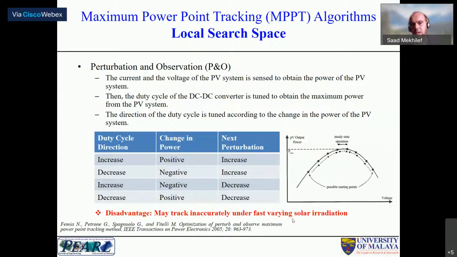This is one of the disadvantages of the P&O method. It may track inaccurately under fast changing conditions. It means if the change in the power is quite fast, maybe it will give you the wrong information. So this is one of the disadvantages of this method.